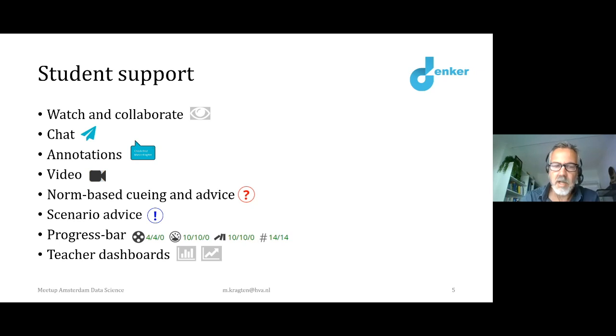Another thing in that same line is annotation. As a teacher, you can make annotations within the model of the student to help them forward. So if you're checking out all the models and you see something is wrong, you can give them advice in that way as well.